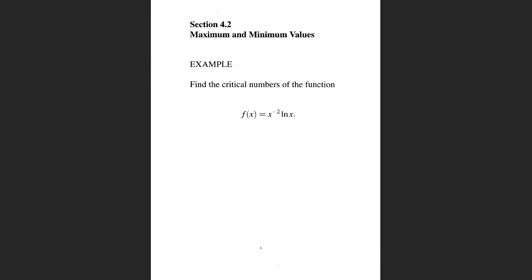Okay, so in this problem we want to find the critical numbers of this interesting function, f of x equals x to the negative second power times the log of x. So how do we find, class, the critical numbers of a function? That's right, Ian. We look for where the first derivative equals 0.